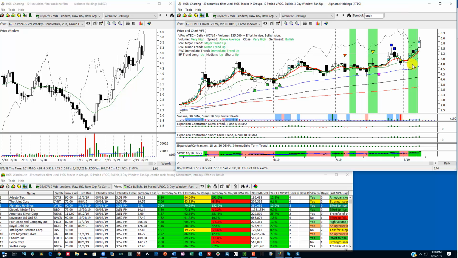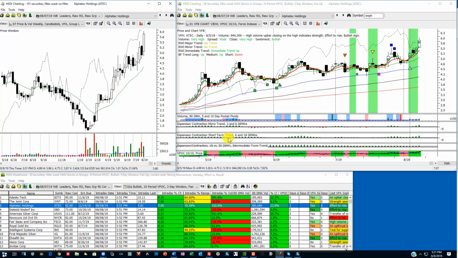So 3 days ago, this stock started appearing with a VPOC crossover, and there was a confirmation with the VPA flags also, and this stock has moved up nicely the past few days. It's just a little small stock. I just happened to be in it, and I found it with this. It's an inexpensive stock. It may not go anywhere, but I went ahead and got in.